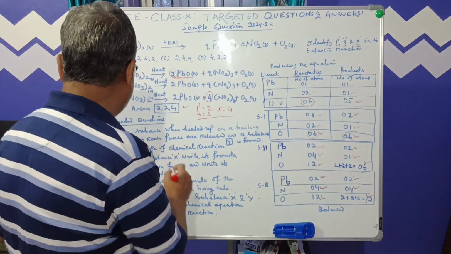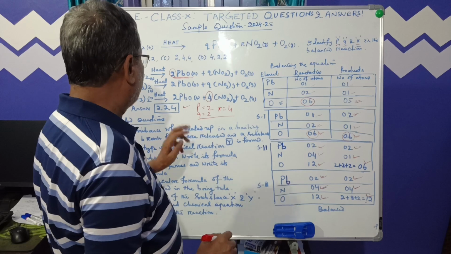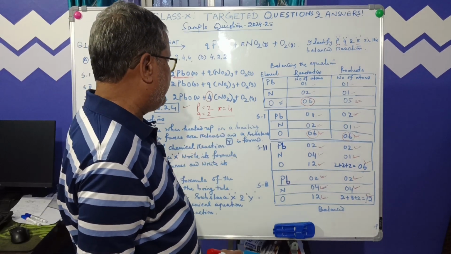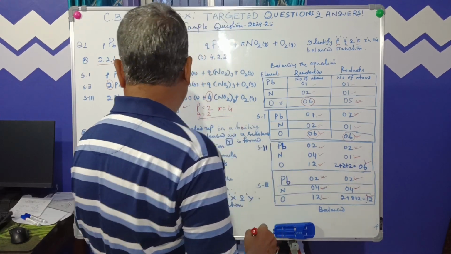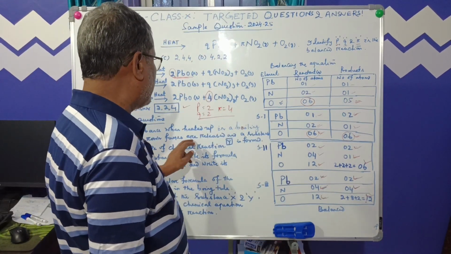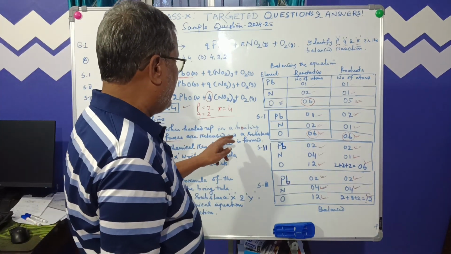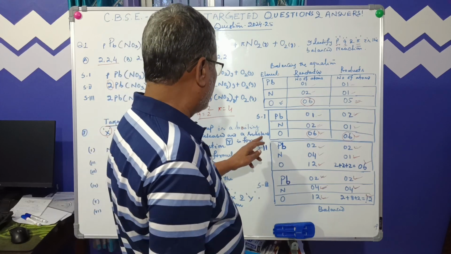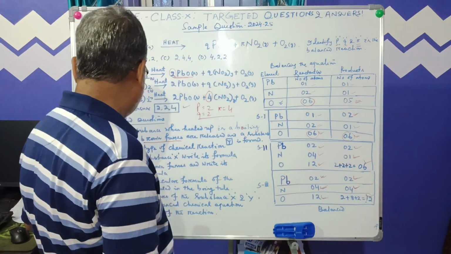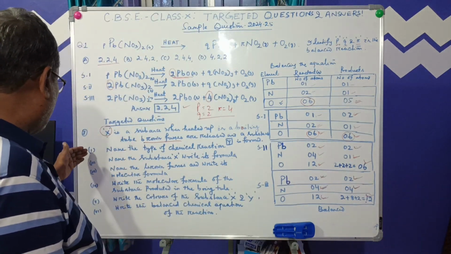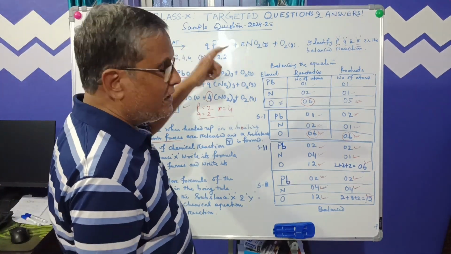X is a substance. When X is heated in a boiling tube, brown fumes are released. You see the keyword, brown fumes are released, and a new substance is formed in the boiling tube. What are the questions? We have developed six big questions from this question only.